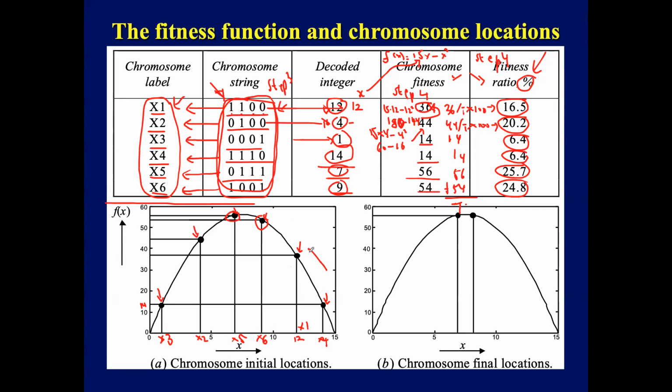So we would like to see that most of the fitnesses of each of these chromosomes move up to the maximum, okay? So when we continue iterating, what we see on the right here will be that process where most of the fitnesses have moved up to the maximum point up there, okay?